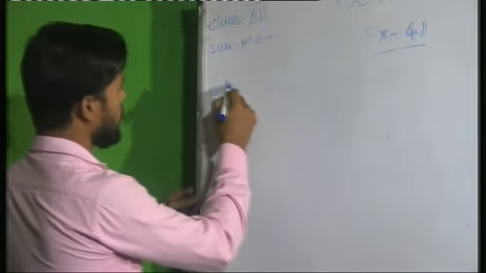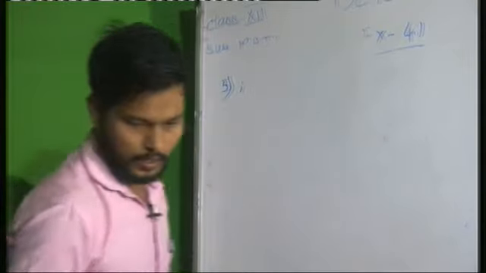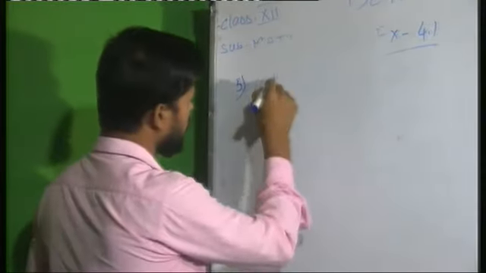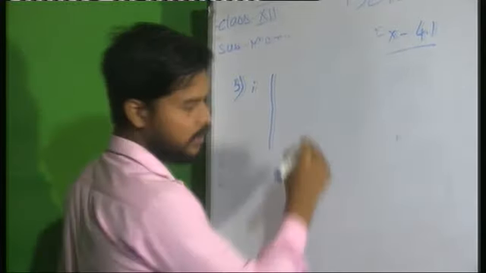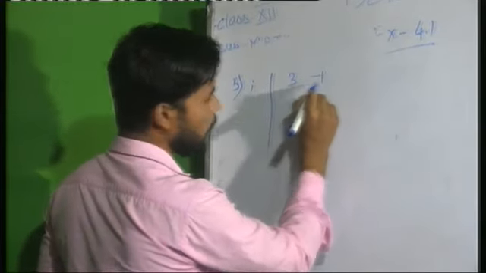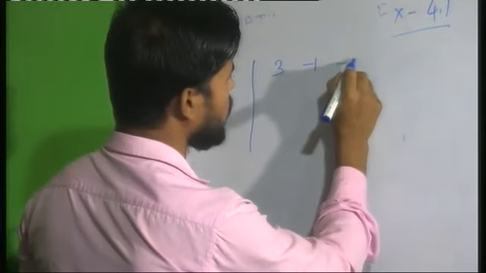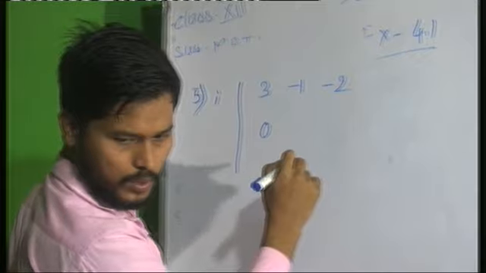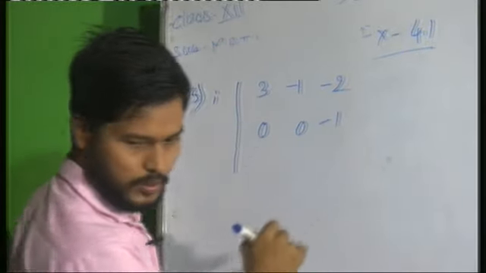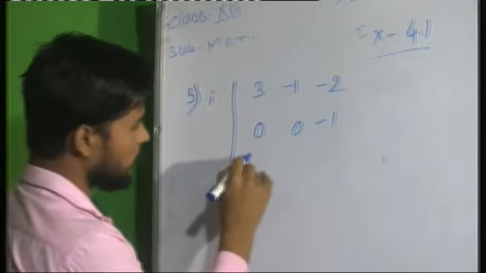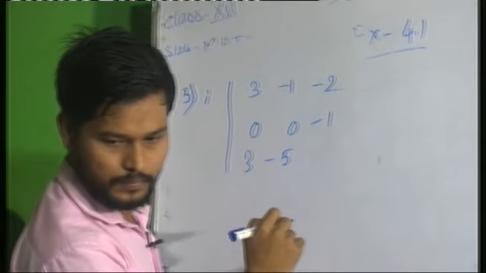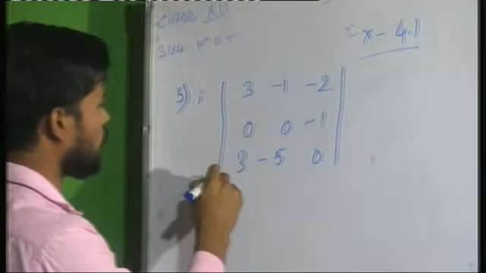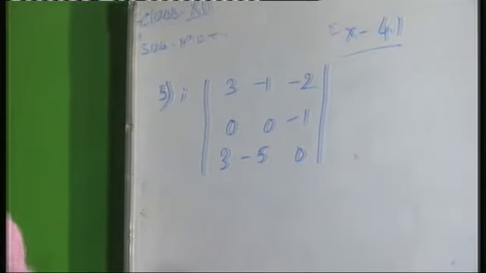Question number 5.1. The question is to find the determinant of the matrix with rows 3, -1, -2; 0, 0, -1; and 3, -5, 0. We have to calculate the value of this determinant.